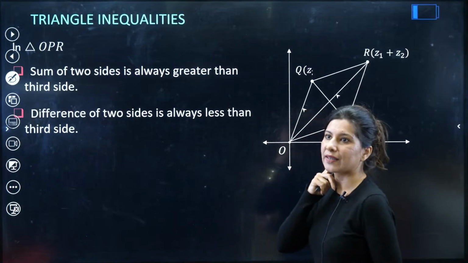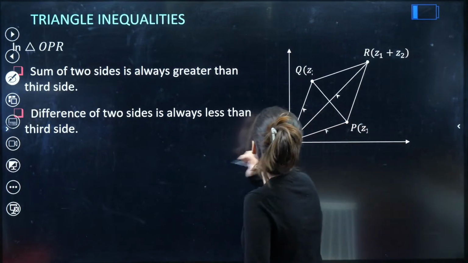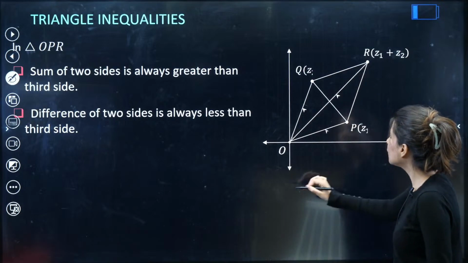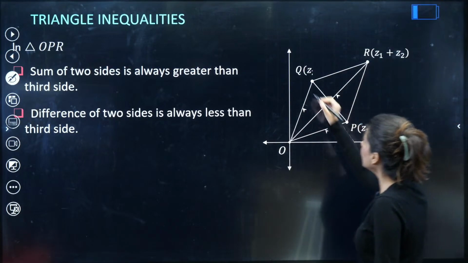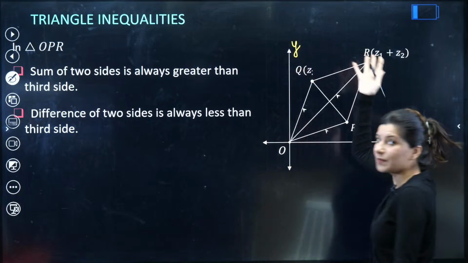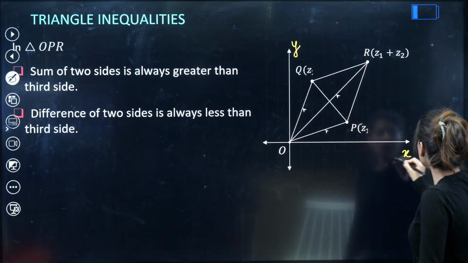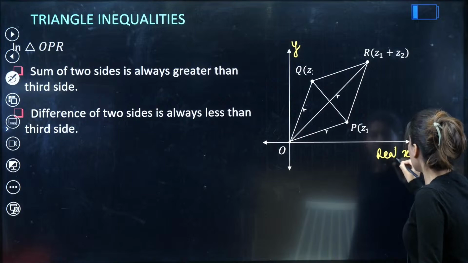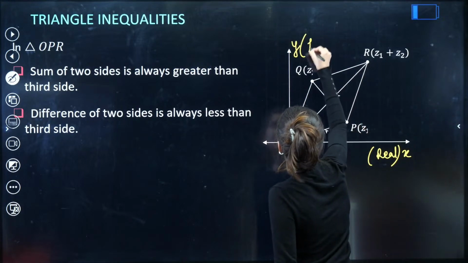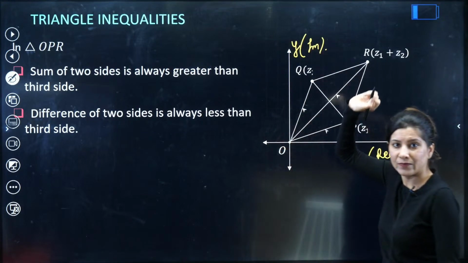Let us begin. Triangle inequality. Now, what we will do is, we will draw x-axis and y-axis. So this is basically the Argand plane. This is your real axis and this is your imaginary axis.